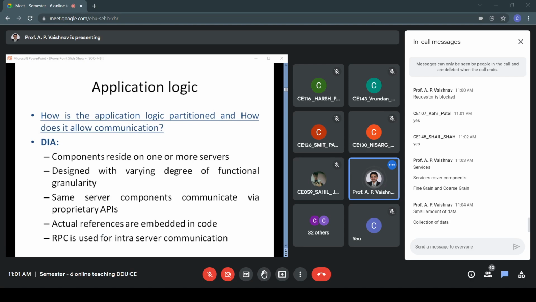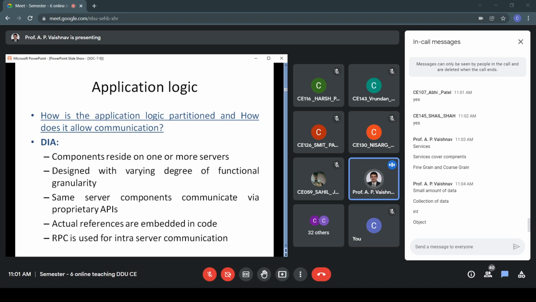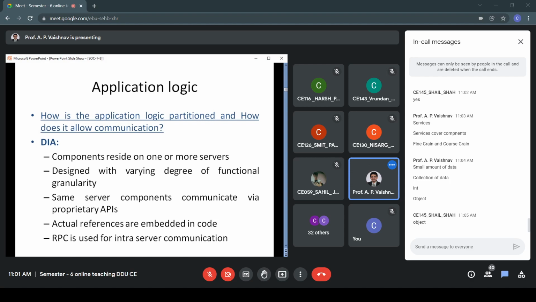If you are designing a single function, let us say one function takes just an integer parameter and the second one takes an object. Which one is more coarse grain? First or second? Which gives you more amount of data? Object, definitely, right? Because an object can give you a collection of data.